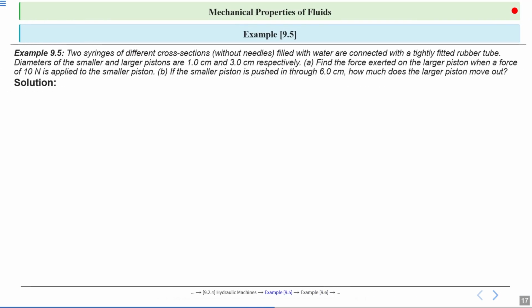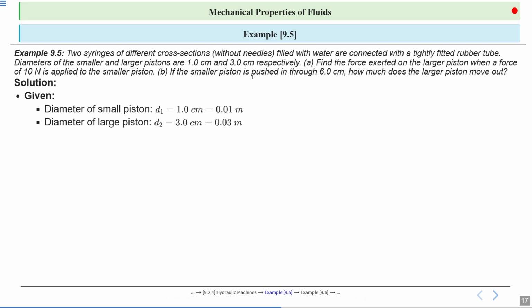Let's see the solution. So let's start by identifying what we know. We have two pistons with different diameters. First, the diameter of the smaller piston is 1.0 centimeter, or in meters it will be 0.01 meter. Next, the diameter of the larger piston is 3.0 centimeter or 0.03 meters.